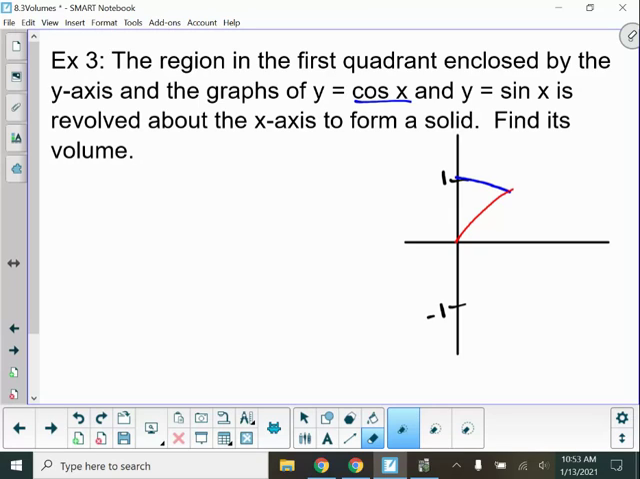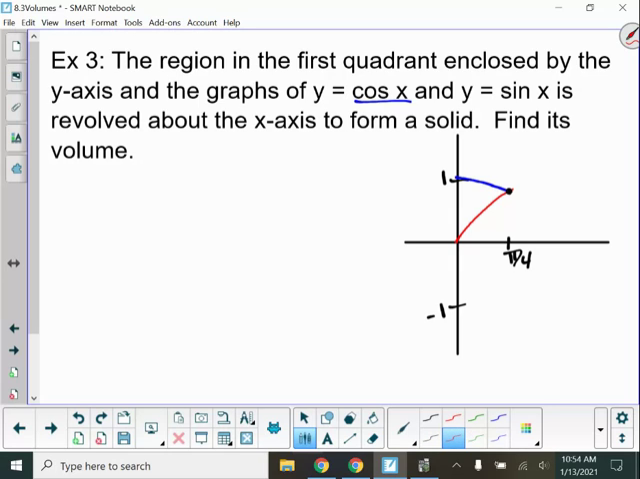That means one of my x values is going to be 0. And then I do have this intersection point here for the other one, which in the first quadrant, cosine and sine are going to be the same value at pi over 4. So I know that that x value, I guess I'll put that down there instead of up top. Pi over 4 is actually going to be where they cross.